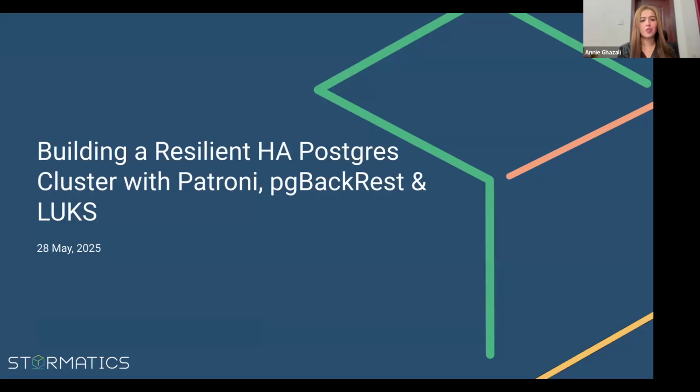Today, we are having the session on building a resilient, highly available Postgres cluster with Patroni, pgBackRest, and LUKS. I have with me Semab Tariq as the speaker of this session. And Semab is going to walk you through all the process and steps that are required to create a production-ready cluster.